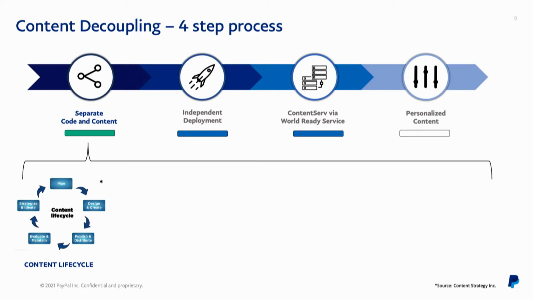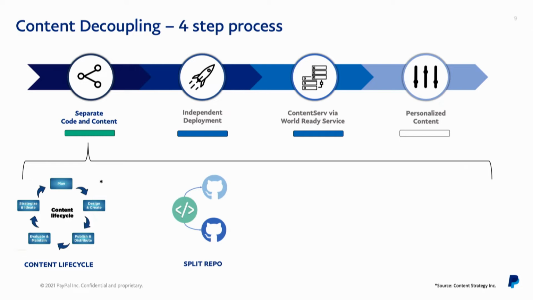So we are running this process in which we are decoupling the content. It's a 4-step process. We separate code and content. We do independent deployment of the content, and we provide the content as a service. And then there is the personalization aspect of the content.